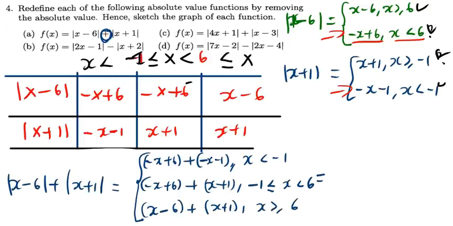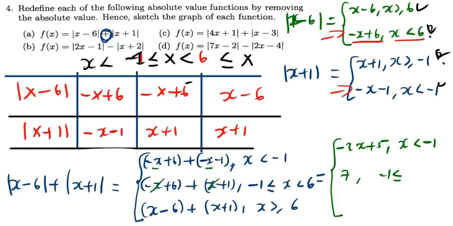Then we add. If I add x and this one, it is going to give me -2x. 6 minus that one is going to give me plus 5. Perfect. What is the condition? The condition is that x should be less than -1. We go to the next one. x and x will cancel. 6 plus that one is 7. What's the condition? The condition is that -1 is less than or equal to x less than 6.